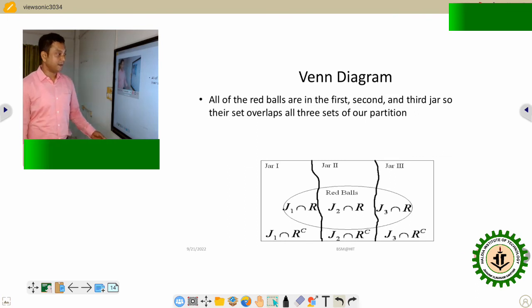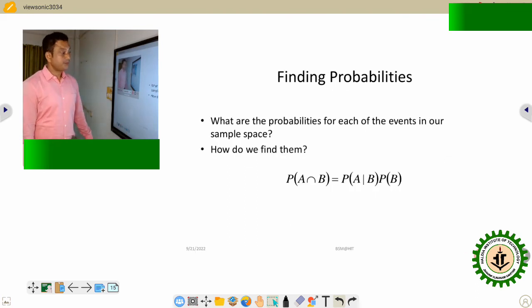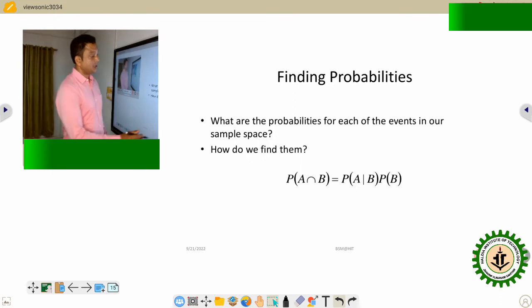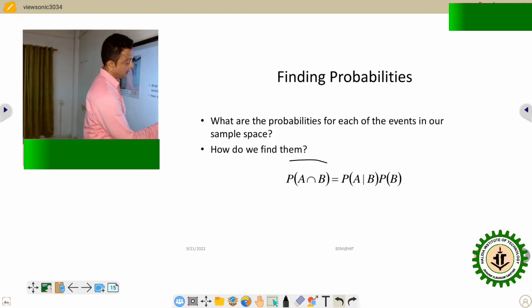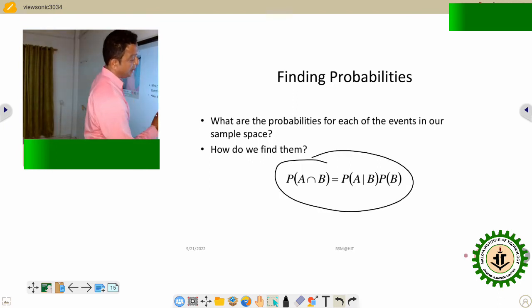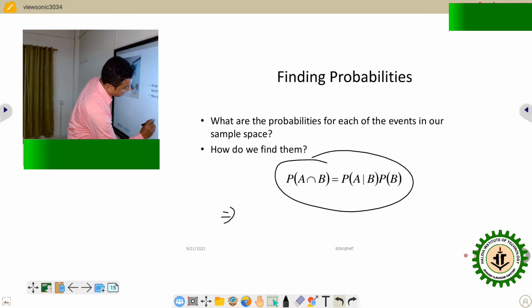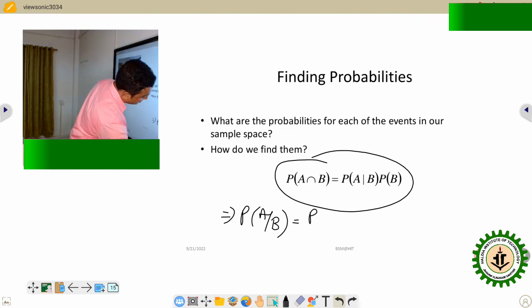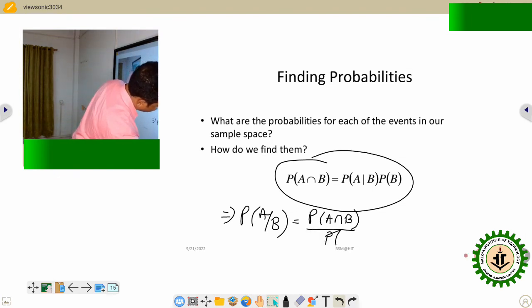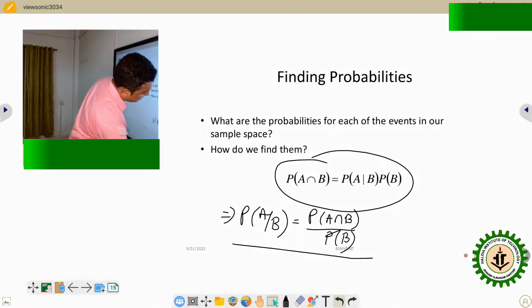Now look at this. This says probability of A intersection B is equal to probability of A given B into P of B. This is called the product rule. You can also easily find the conditional probability as probability of A given B equals P of A intersection B divided by probability of B. You can remember this comes from conditional probability.